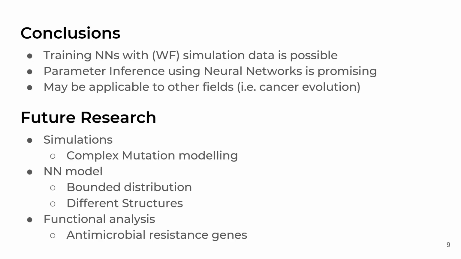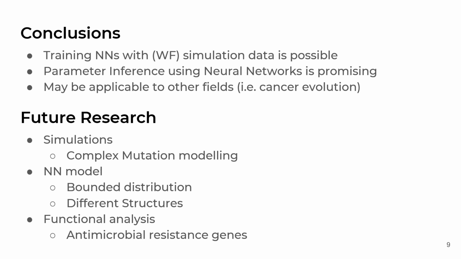To conclude, training neural networks with simulation data is quite possible instead of training them with real-world data. And using neural networks for parameter inference instead of other likelihood or likelihood-free methods looks promising. Also, the approach of using Wright-Fisher simulations and neural network inference may be applicable to other research fields, such as cancer evolution in tumor microenvironments. For future research, we can improve simulations by introducing more complex mutations, such as structural mutations, instead of only thinking of single nucleotide polymorphisms.